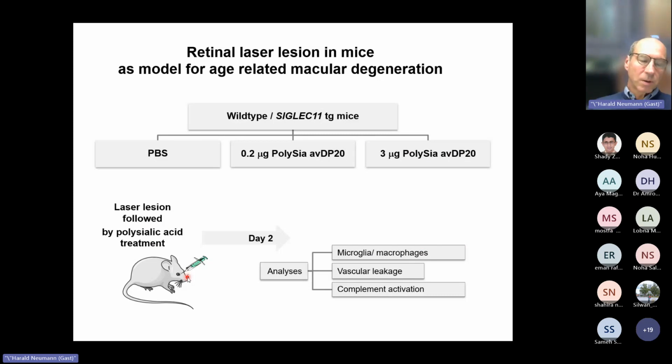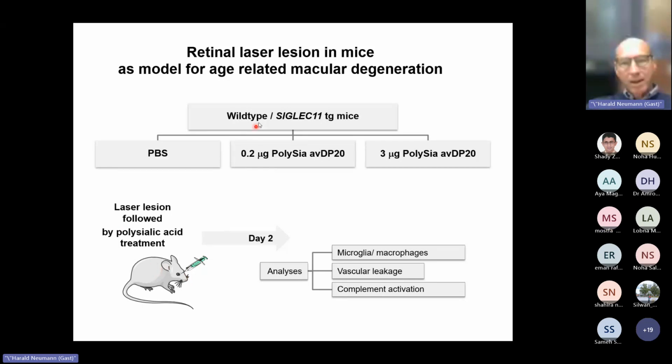So also in humans, very often, if you have a wet form of the age-related macular degeneration, there is an antibody against vascular endothelial growth factor injected locally in the vitreous body. So this is not dangerous and very routine in the ophthalmology departments here at the clinical units. So we did it in the mouse.